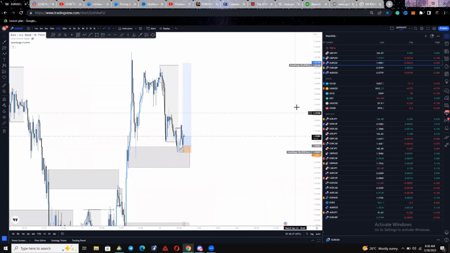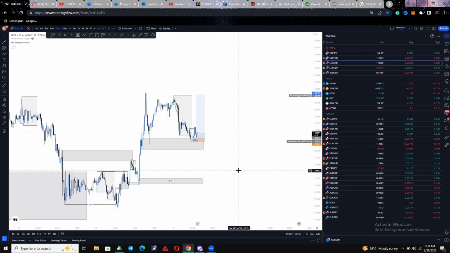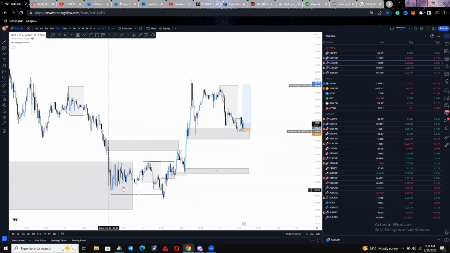There's nothing much to explain. Now this is Euro USD, and let's go a little bit of explaining how this Euro USD came about. Now last week we know that Euro USD tapped into this extreme area of demand right about this point, and a lot of people were looking to buy Euro USD after price confirmation from here.